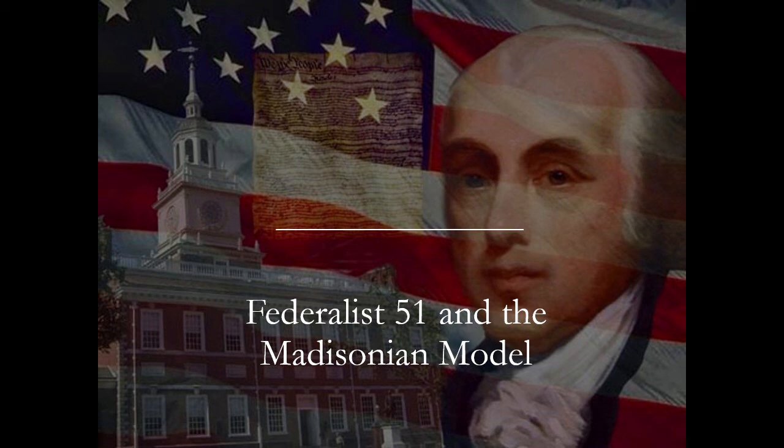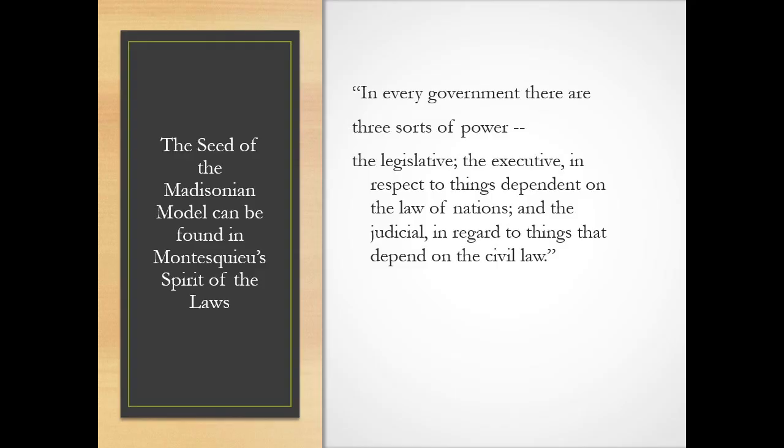The seed of the Madisonian model can be found in Montesquieu. So we talked about Montesquieu last week, right, and his Spirit of the Laws. And I argue that he said in every government there are three sorts of power. The legislative, to create law, to legislate, to make law. The executive, to execute the law, as he says, in respect to things dependent on the law of nations. And then thirdly, the judicial, in regards to things that depend on the civil law.